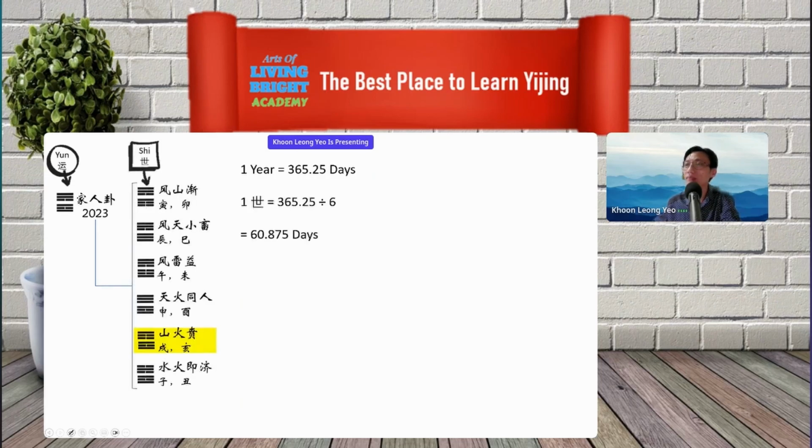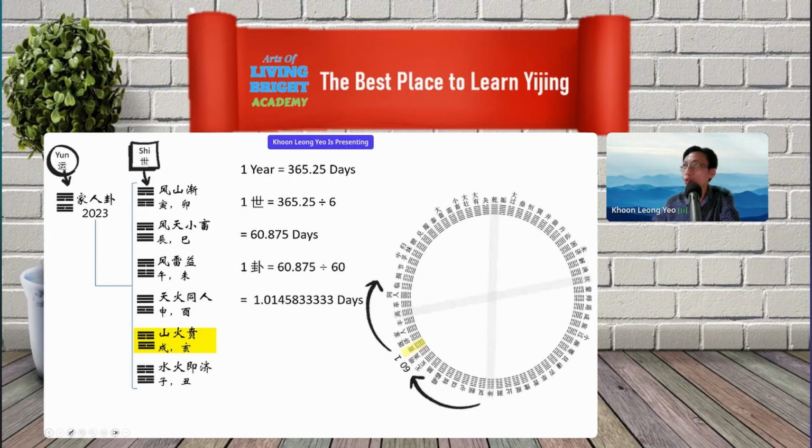2023. We break it down into the 四. Now we talk about 1 四 being equal to 60.875 days. So 1 卦, 60.875 days divided by 60, is equal to 1.014583333 days, with the 3 repeating infinitely. So remember this: 1 hexagram shift is not just 1 day. It is 1.014583333 days. Can you follow here?